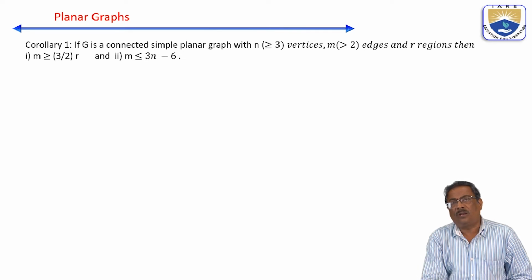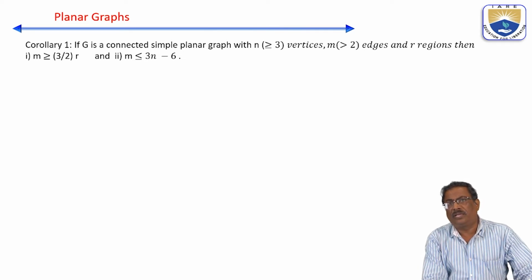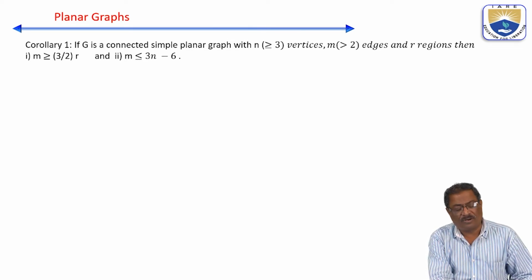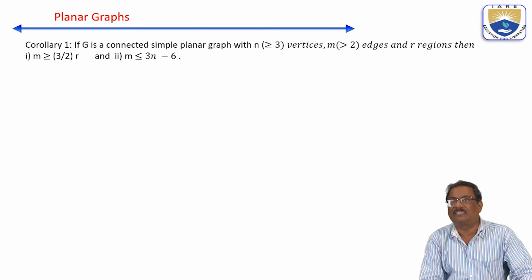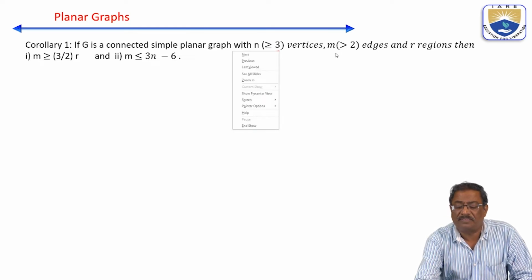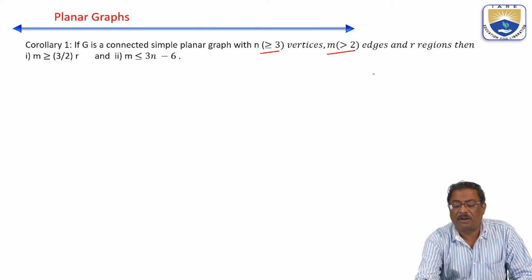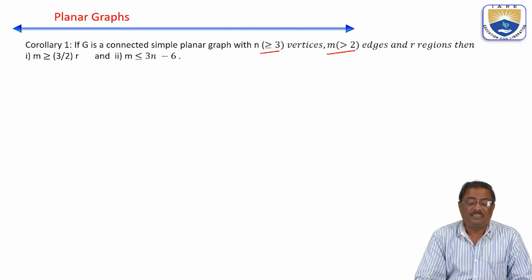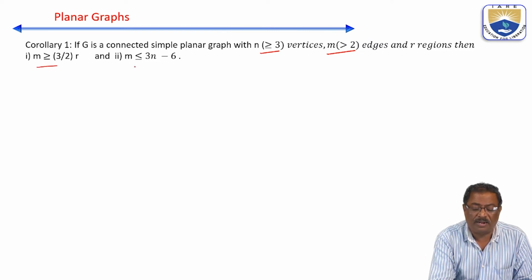Next, one corollary will be there. If G is a connected simple planar graph with n vertices, where we consider n greater than or equal to 3, and m is the number of edges, and r regions, then we have to prove this.